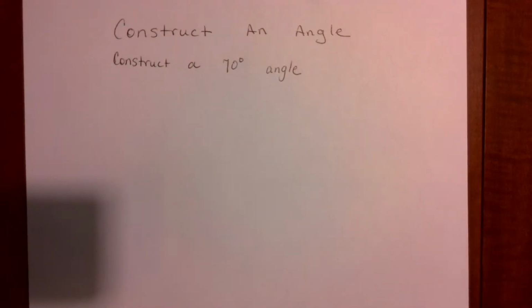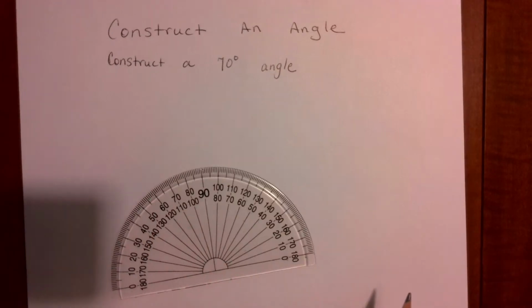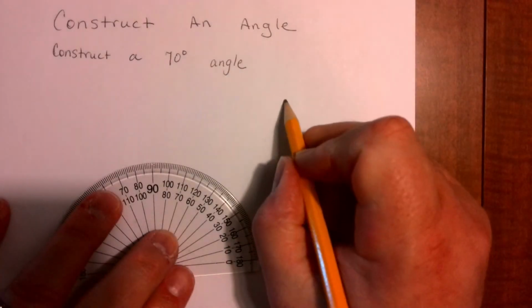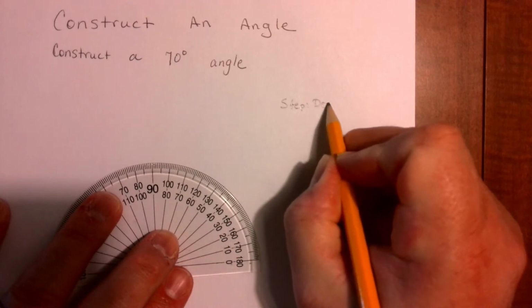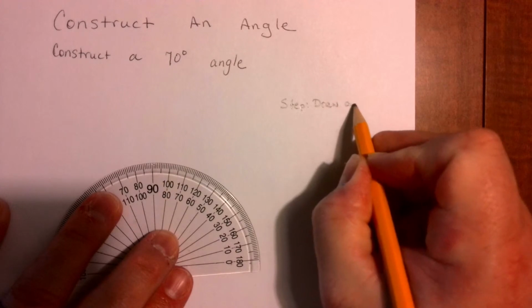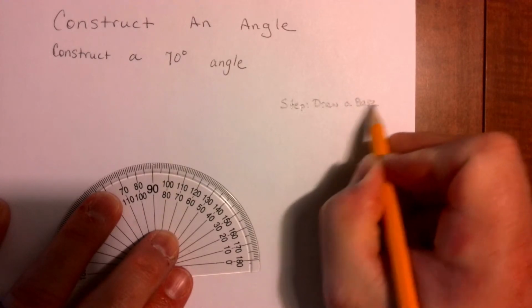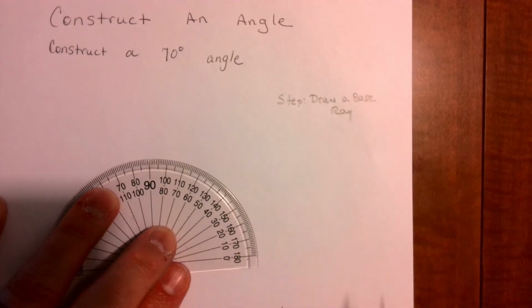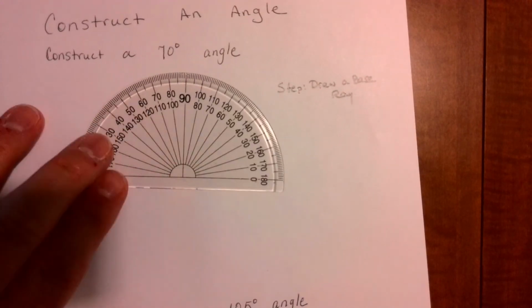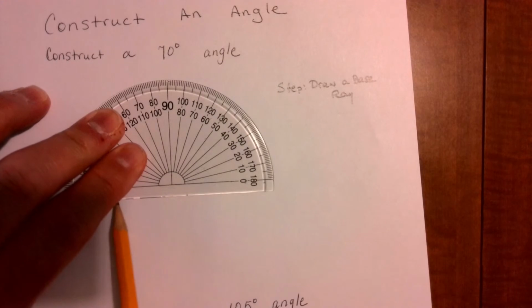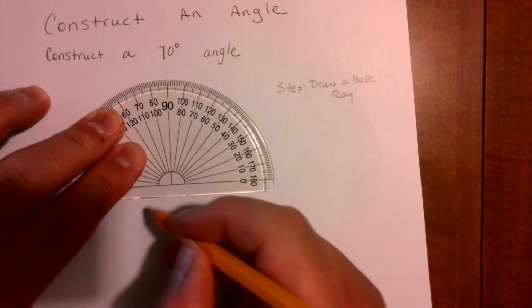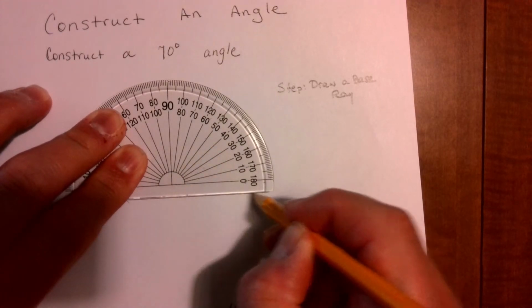So how do we use our protractor to actually make the angle? So step 1 here is to draw a base ray. So we're going to draw a base ray. So how do you do that? You're just going to take your protractor. Right down here is a straight edge. We're just going to use that straight edge to draw a ray.